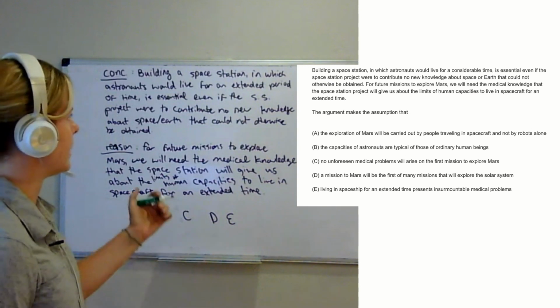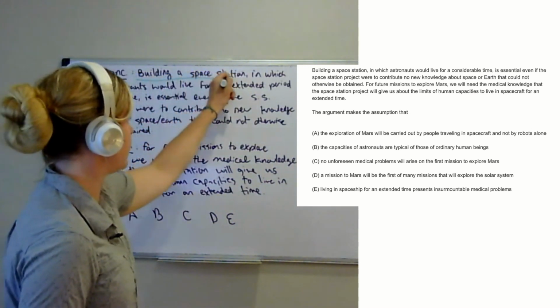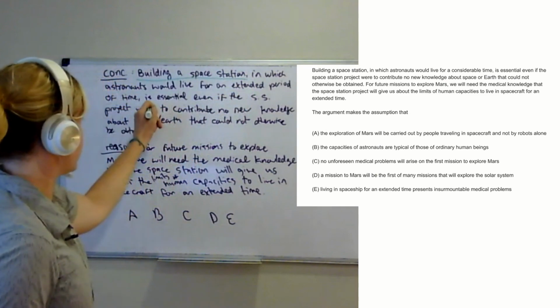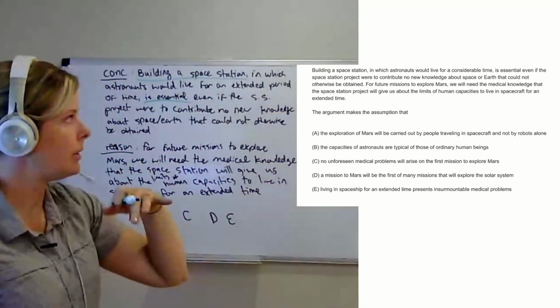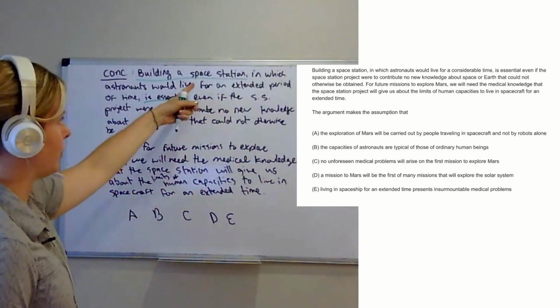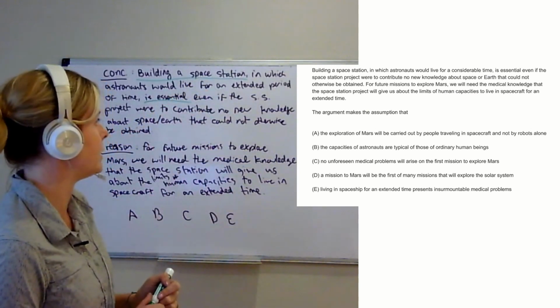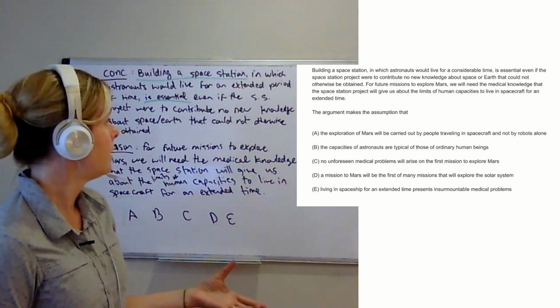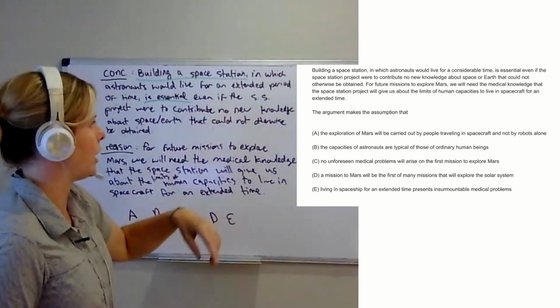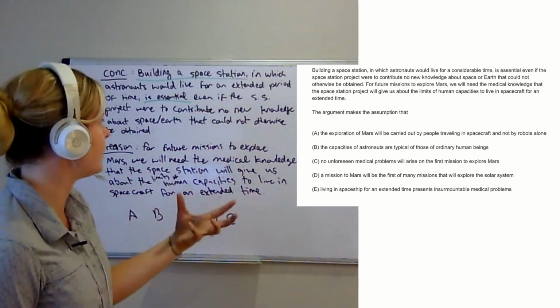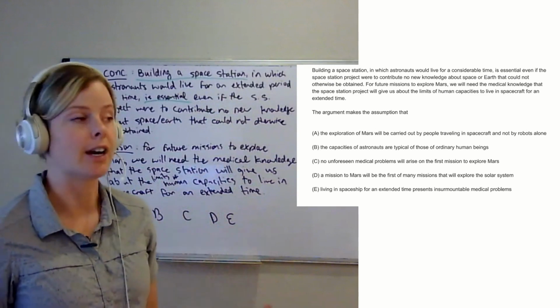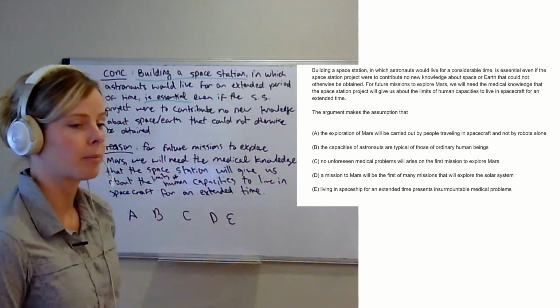The heart of this sentence is that building a space station is essential. Then beyond that, we get a little bit more information about this space station. We learn that astronauts would live in the space station for an extended period of time. And then we also get this condition, right? So this is essential even if we don't get these other types of knowledge about space and Earth.